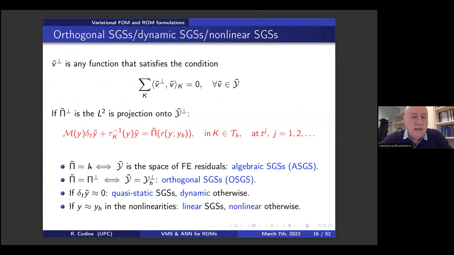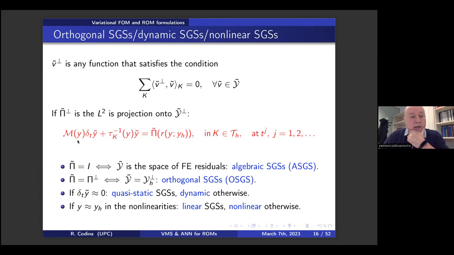First, if pi is the identity on residuals, so that means that the space of subscales is the space of finite element residuals, we call the resulting approximation algebraic subscales. We favor the case in which pi is the projection orthogonal to the finite element space. This is in general very useful, it works very well, and in the context of reduced order models it is very, very natural and works very well. We call the resulting method orthogonal subscales.